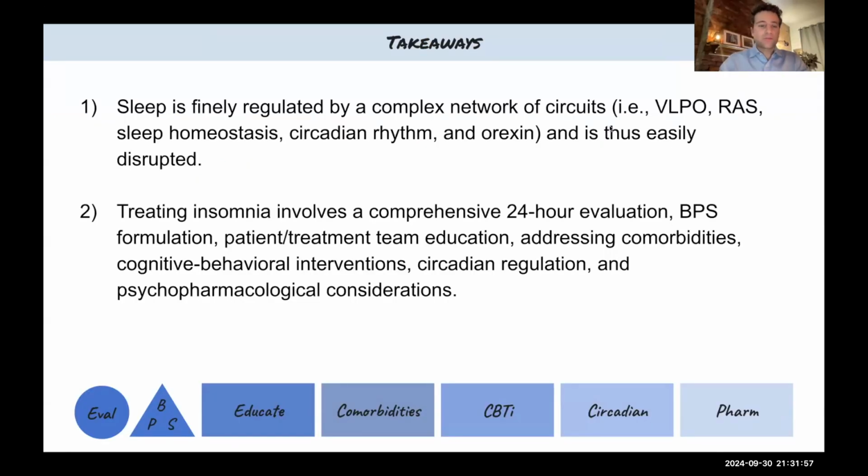We have a few takeaways for you. Number one, sleep is finely regulated by a complex network of circuits, including the VLPO, RAS, sleep homeostasis, circadian rhythm, and orexin, and is thus easily disrupted. Number two, treating insomnia involves a comprehensive 24-hour evaluation, biopsychosocial formulation, patient and treatment team education, addressing comorbidities, cognitive behavioral interventions, circadian regulation, and psychopharmacological considerations.